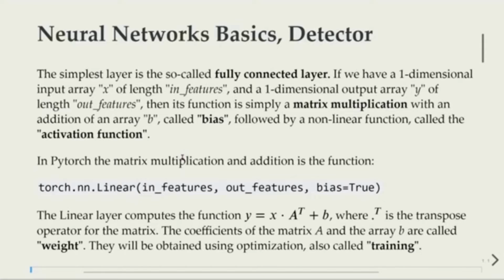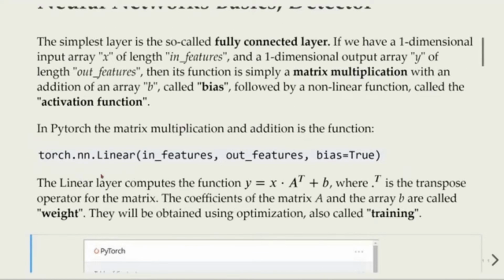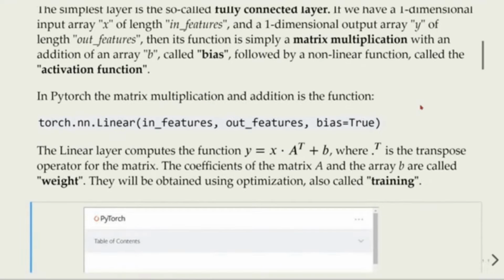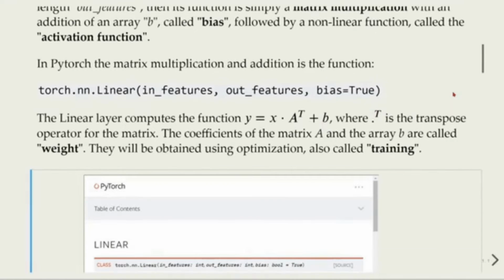In PyTorch, the matrix multiplication and addition is implemented in this function here. So the linear layer computes the function y equals x multiplied by A transpose plus B, where T here is the transpose operator for the matrix. The coefficients of the matrix A and the array B are called weights, and these weights will be obtained by using optimization. That's also called training in neural networks terminology.